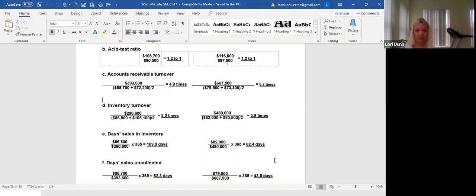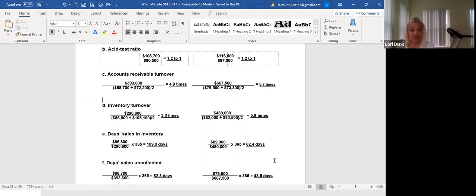So accounts receivable at the end of the year, 88,700, divided by sales for the year of 393,600, and then multiply that by 365. It takes Fargo from the day of sale on account or credit to ultimate collection of cash an average of 82.3 days. So some people may pay their accounts quicker than 82.3 days. Some may take longer. This is an average.